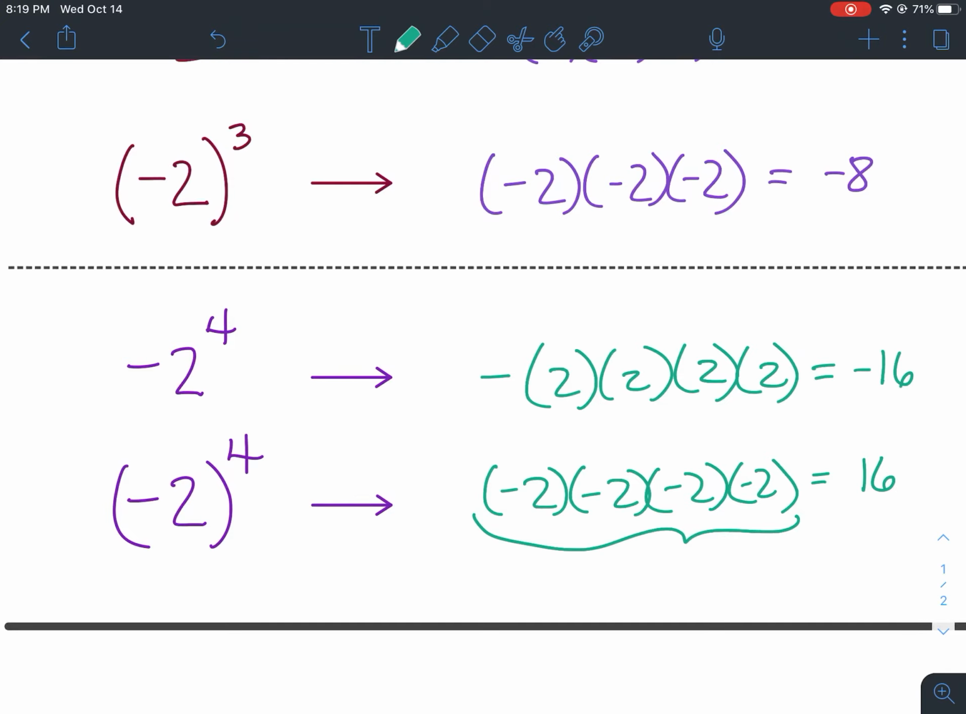It's not as big of a deal if the number is positive, because a positive number can't become negative. No matter what the exponent is, a positive number cannot become negative. However, if it is a negative number, the exponent will determine if your answer is positive or negative. If the base is negative and the exponent is odd, it's going to stay negative. But if the base is negative and the exponent is even, it's going to be positive.